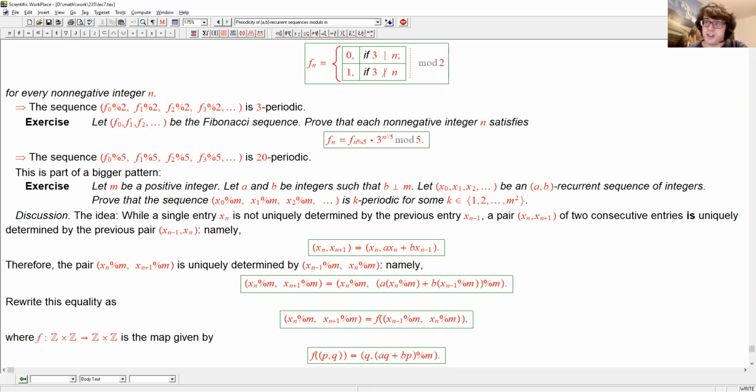So basically f is the algorithm how you can compute these two numbers from these two numbers. The second one goes into the first position, and the new second one will be made from the first and second using this recursion formula.